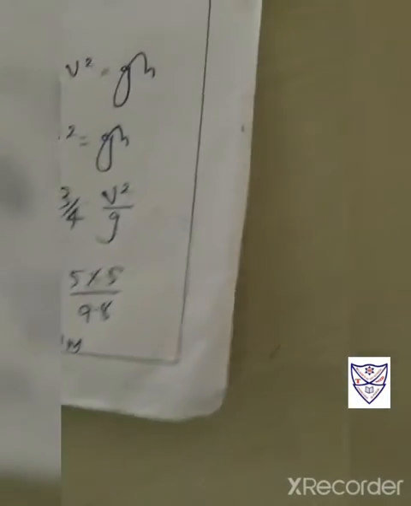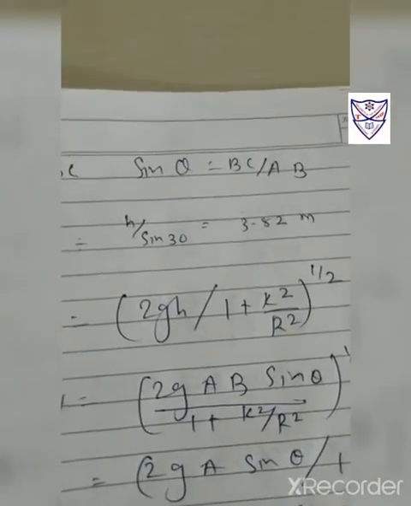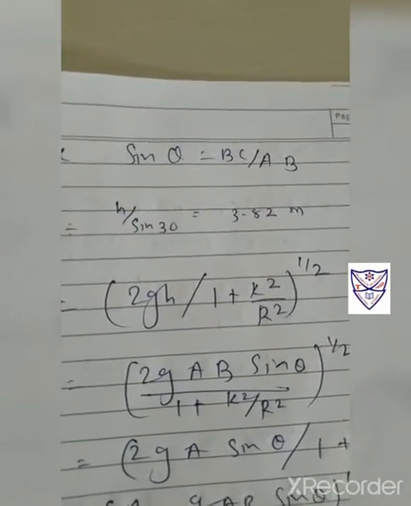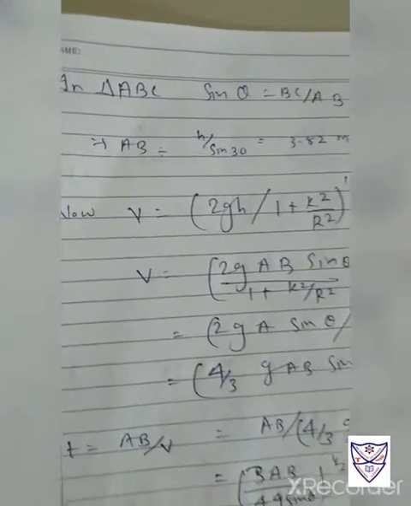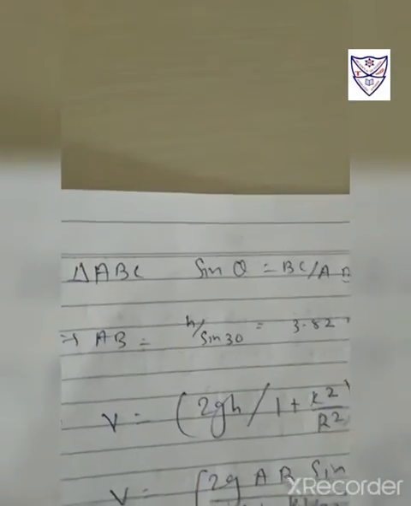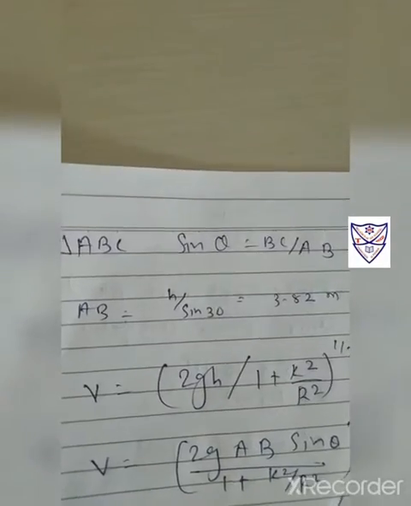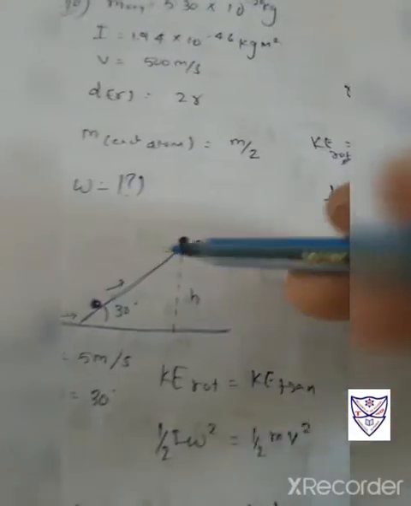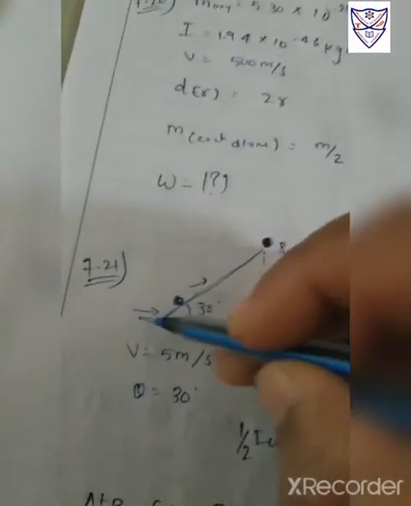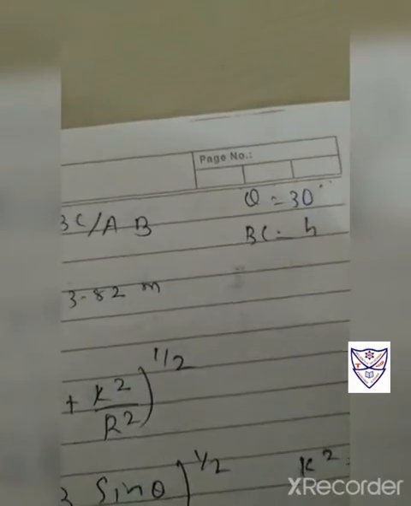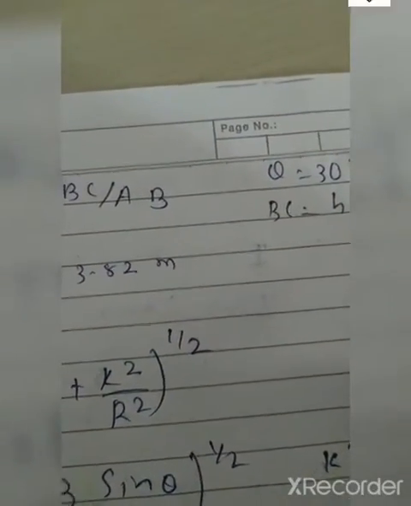Still, but from the triangle ABC, just see that. I can write that sine theta is equal to BC upon AC, and therefore AB is equal to H upon sine 30. This is my H, this is A point, this is C point. So again I can write theta is 30 and BC is H here, given.